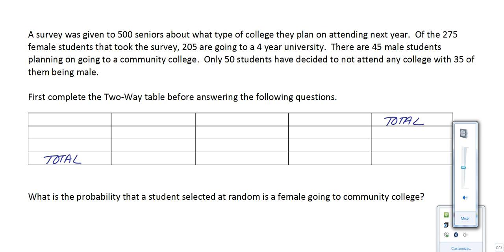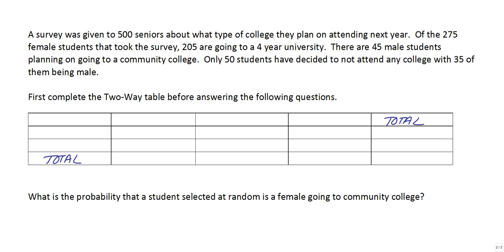So the first thing you're going to want to do is read through the entire paragraph to find out what kind of information you have. And by reading through that, you should have figured out that this is going to be based on male or female. And there are 3 different types of colleges, because we have a 4-year college, we have a community college, and we have no college at all. So, I mean, we do need to have a column that talks about the option of not going to college.